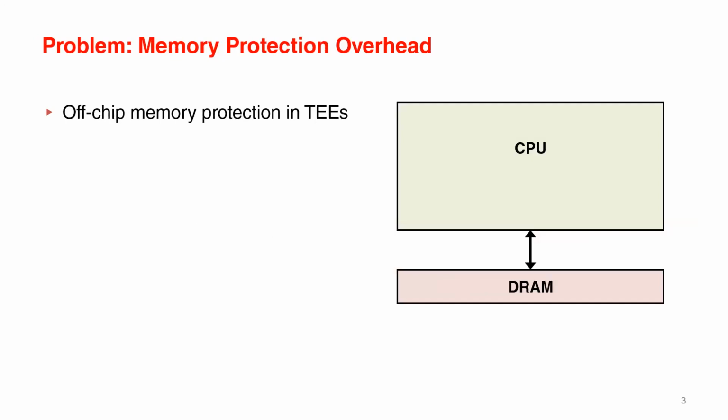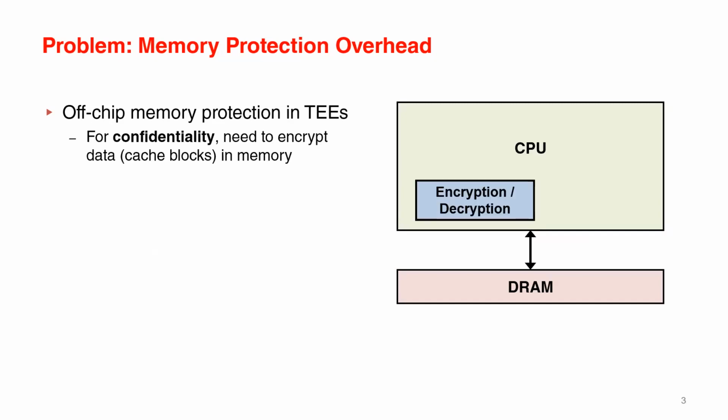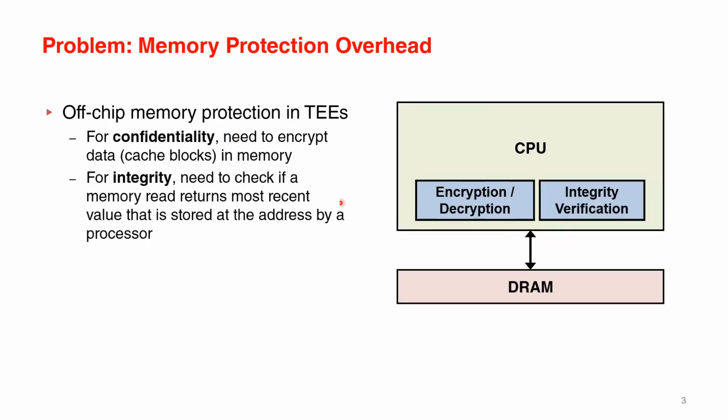A key technology to enable TEEs is off-chip memory protection. For any data leaving the trusted CPU chip and going into the untrusted DRAM, its confidentiality must be maintained by using encryption. Moreover, its integrity must also be maintained or verified by checking on a memory read that it returns the most recent value that was written by the processor at that address.